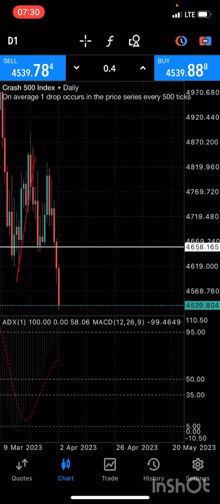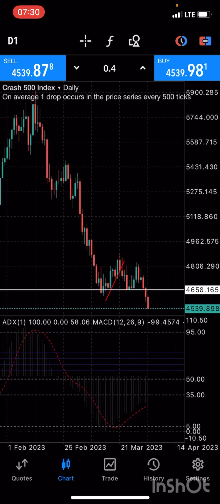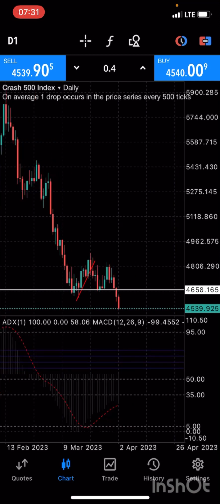So yeah, I know you're eager to know how to use this indicator on Crash 500, but I'm still going to show you that it also works on Crash 500. Now you've seen that we are on the daily time frame. What can you see here?